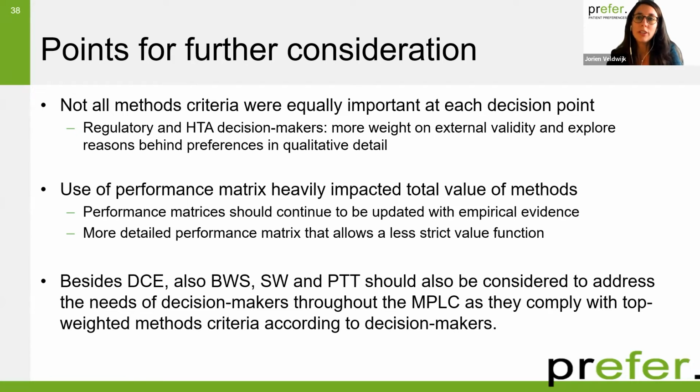So, although the DCE has historically been used most often to elicit preferences among these 5 methods, also best worst scaling, swing weighting, and the thresholding technique should be considered to address the needs of decision makers and stakeholders throughout the medical product life cycle if they would want to measure preferences or incorporate information of preference studies in their decision making, as also these methods comply with the top weighted methods criteria according to these decision makers.